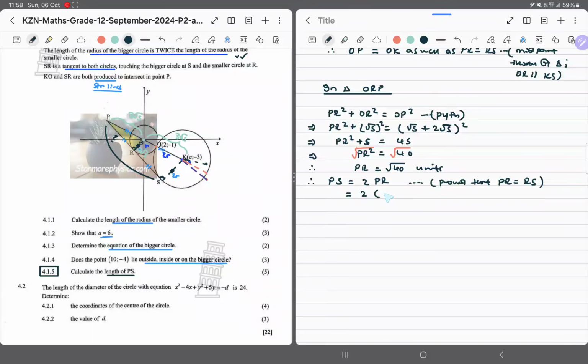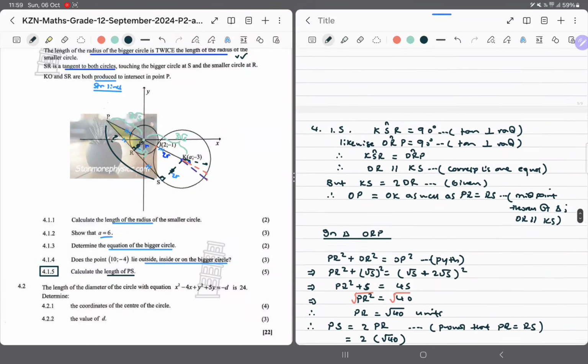This is 2 into root 40. So this is going to be 2 square root of 40. But now 2 square root of 40, remember 40 is 4 times 10. So this is going to be 2 into 2 root 10. If you just want to simplify, 4 root 10 units. I mean, you can leave it at 2 root 40. You can round off to 2 decimal places if you will. It's not a big deal.